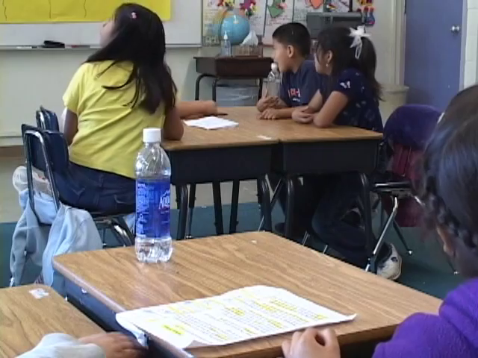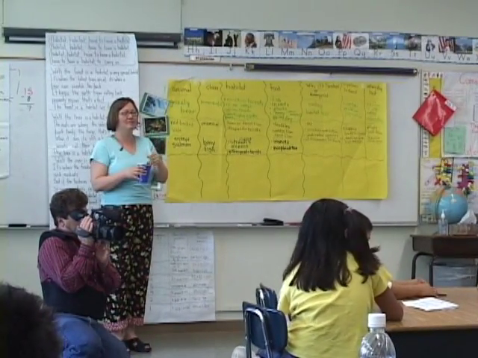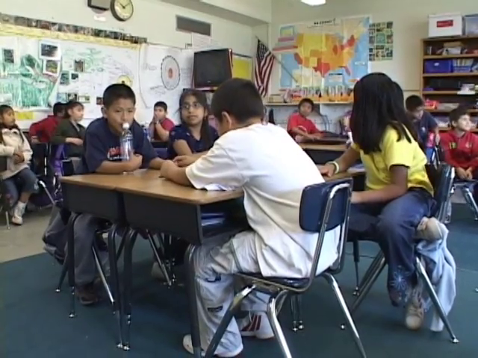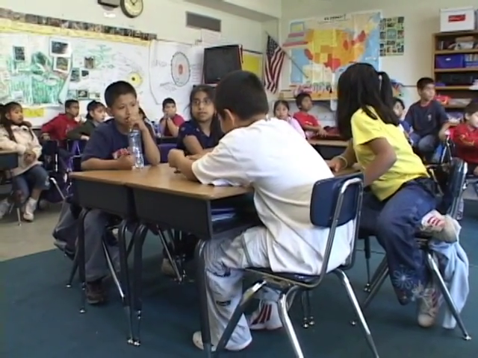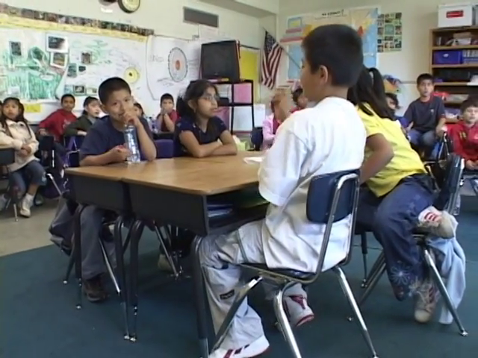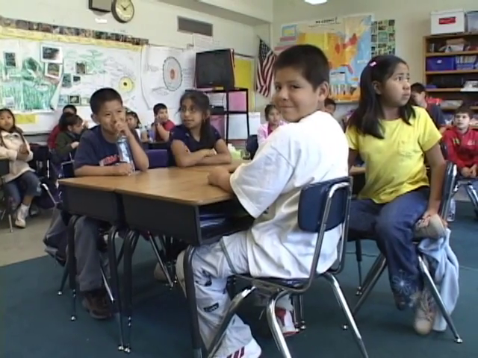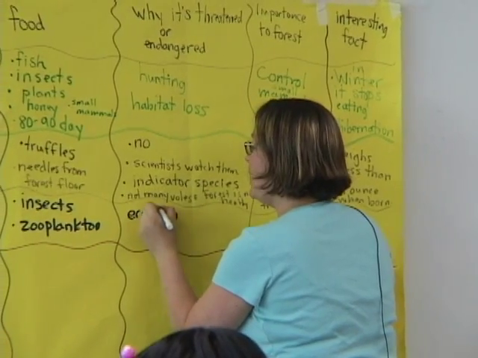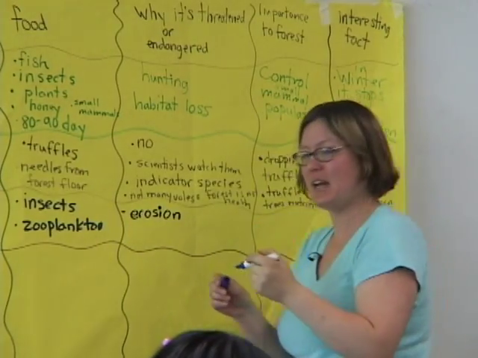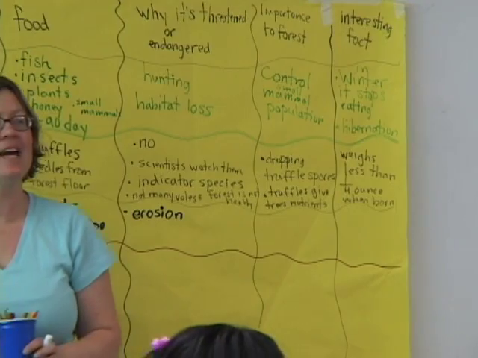Okay, 1, 2, 3, eyes on me. Green, number 2. Erosion. Right, because of erosion. And we also want to talk about what causes that erosion, and then what does that erosion do? Ready? Heads together.